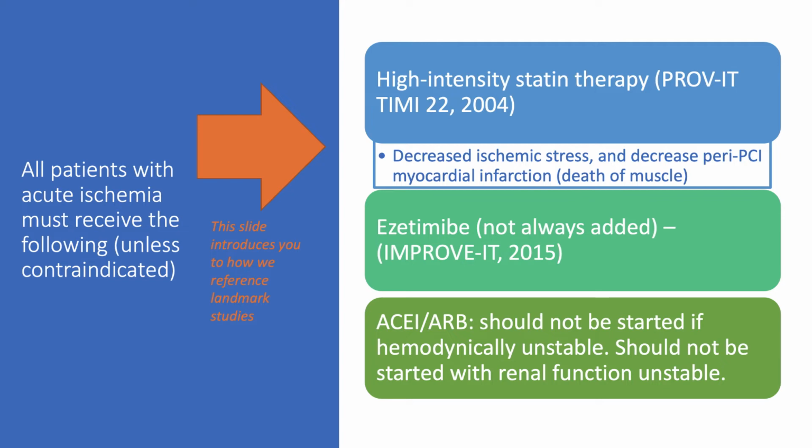So according to the PROVE IT-TIMI 22 study in 2004, we use high-intensity statin. It's going to decrease ischemic stress and decrease percutaneous coronary intervention and myocardial infarction. And that's why we use things like atorvastatin 80 or rosuvastatin 40 milligram, and we load the patient stat along with their antiplatelets. It's going to improve their outcome.